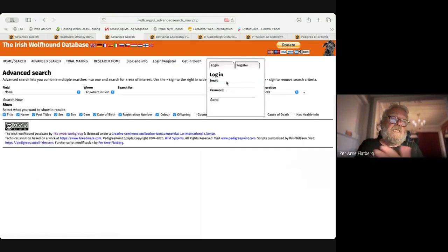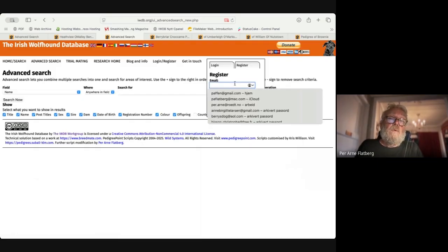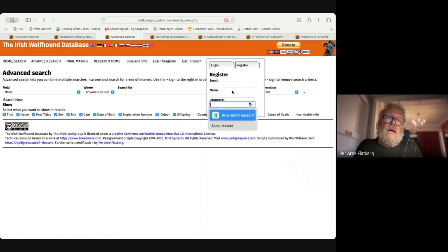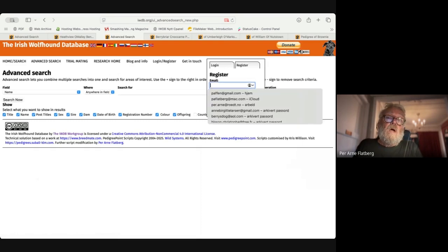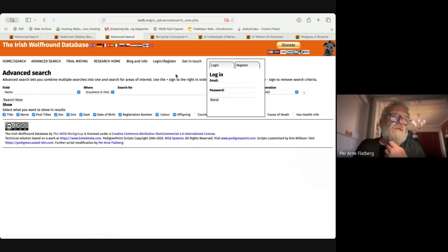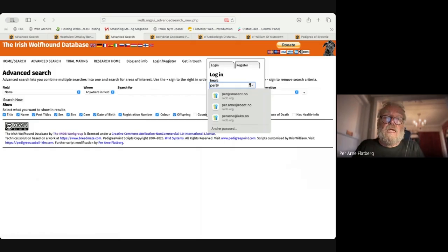So if you are a registered user, you can just use your email address and the password you created here. If not, you can just register here with an email address you have, your name, and the password you'd like to use. Once you do that, you will get an email in less than a minute asking you to confirm that it's you. And when you've done that, you are a registered user. It is completely free. We do not spam our registered users or email them or anything like that. It just gives you more opportunities in the database.